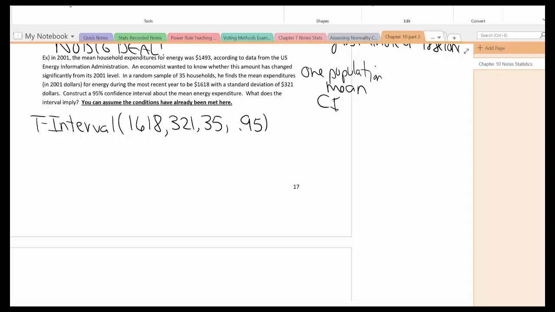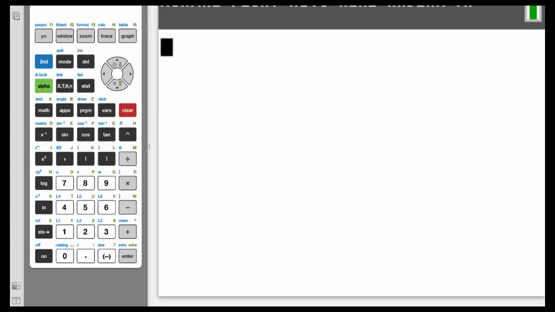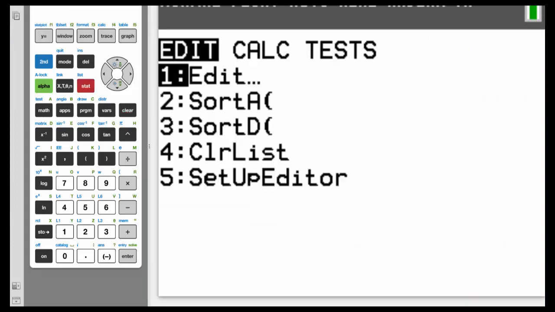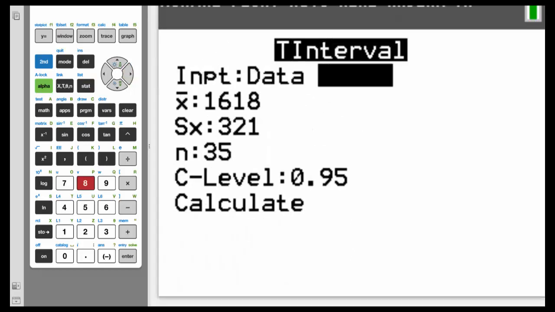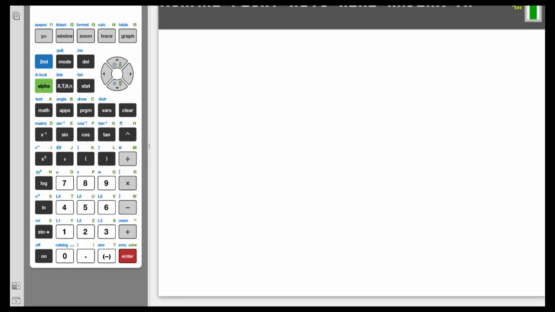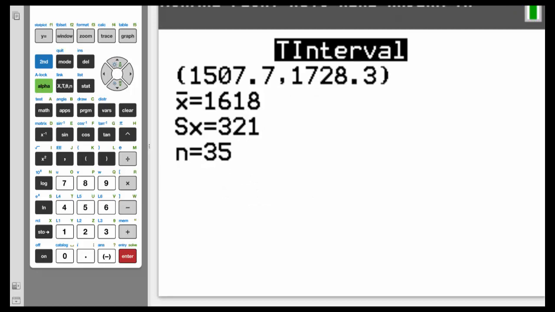Okay, so let me show you again how to put this into the calculator. Okay, so how do we put this in the calculator? Hit Stat, highlight Tests, and we're going to go down to number 8, which is T interval. So it's going to be Stats. The mean is 1618. Hit Enter. Standard deviation 321. Hit Enter. N is 35. Confidence level is 0.95. Hit Enter, highlight calculate, and hit Enter. Now, notice there's only one decimal place. I'm going to round it to a second decimal place because we're talking about money. So let me put that on the paper now.